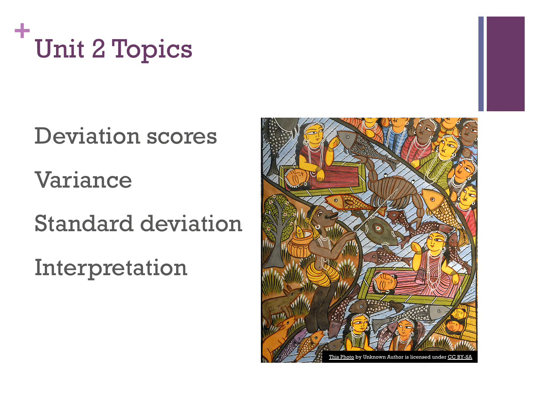As a foundation, we need a new way of expressing a person's performance on a test compared to other people who took the test. This is called the deviation score. That will be our first topic. Then we'll look at variance and standard deviation, and we'll do an interpretation.